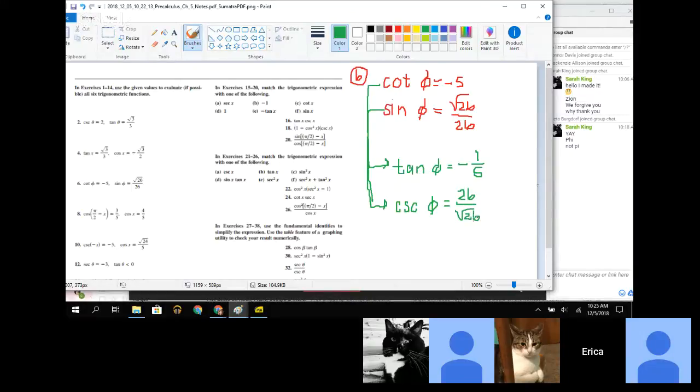Okay, so this is correct, but math-wise, we don't like it so much, because we need to get rid of the square root in the denominator. So you're actually going to end up with 26 times the square root of 26 divided by 26, which we just end up with the square root of 26 is the cosecant of phi. Okay, so we did all the easy ones. Now we have to find the cosine, and we have to find the secant.